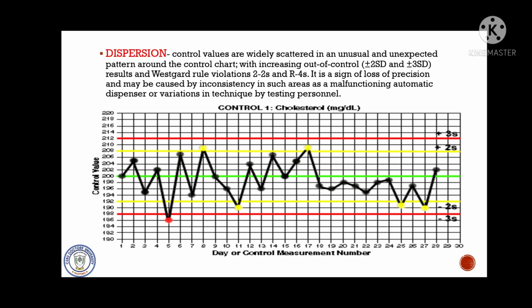Next is dispersion. This occurs when control values are widely scattered in an unusual and unexplained pattern around the control chart, particularly with increasing out of control results exceeding plus or minus 2 SD and plus or minus 3 SD, and Westgard rule violations. Usually the Westgard rule violations are 2-2s and R-4s when you see dispersion. Dispersion is a sign of loss of precision and may be caused by inconsistency in such areas as a malfunctioning automatic dispenser or variations in technique by the testing personnel.